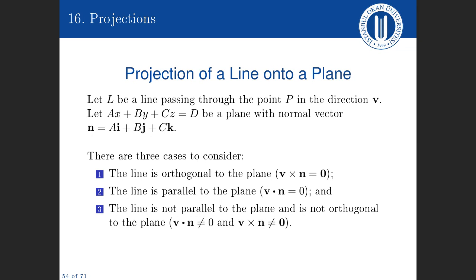Either the line is orthogonal to the plane. I'll try to draw a picture of this. Let's suppose this is the plane. Let's suppose this is the line. And it's orthogonal if we have a 90-degree angle between the line and the plane.